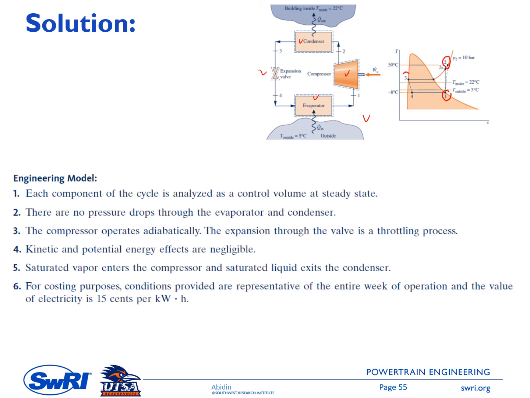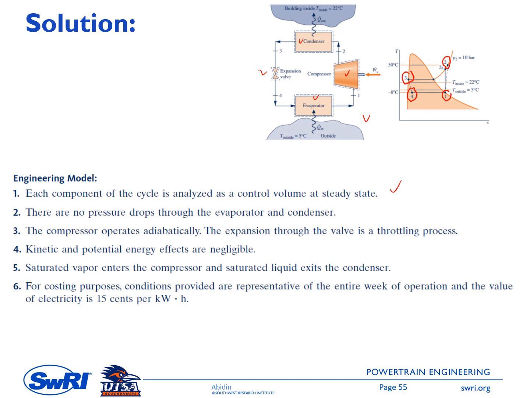And then state 3 is saturated liquid. This is at the entrance of the expansion valve. And then state 4 here is at the entrance of the evaporator. And this is the engineering model, pretty much the same as the one in the previous example.